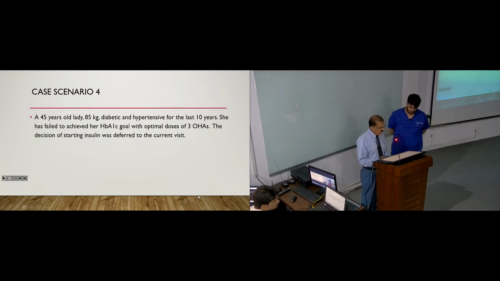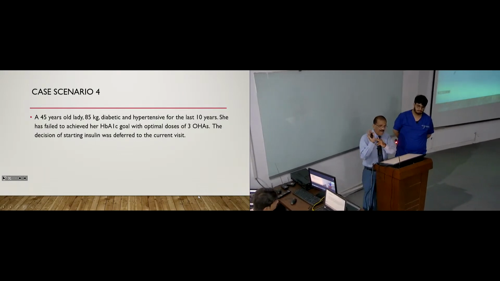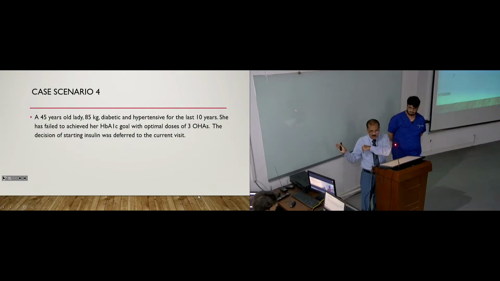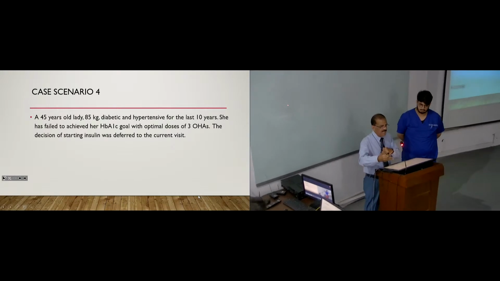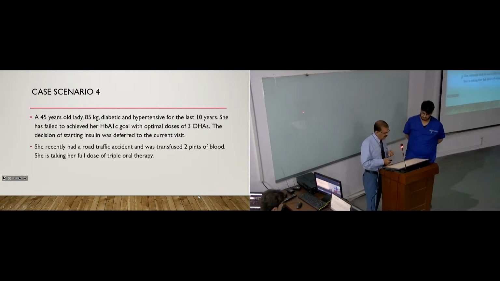She has failed to achieve her HbA1c goal with optimal dose of 3 oral antidiabetics. The decision of starting insulin was deferred to the current visit. Now this reflects a real life scenario. On every visit, the patient has bad glucose values. I suggest to them that you need insulin. And in this case, last time it was suggested to her, but she said, no, I'm going to try harder, and next time we'll decide. So it was decided that we were going to decide about the next treatment plan in this visit. Now these are the values.